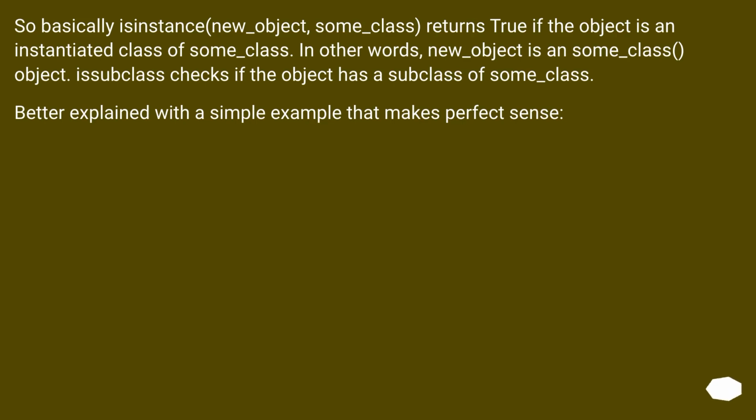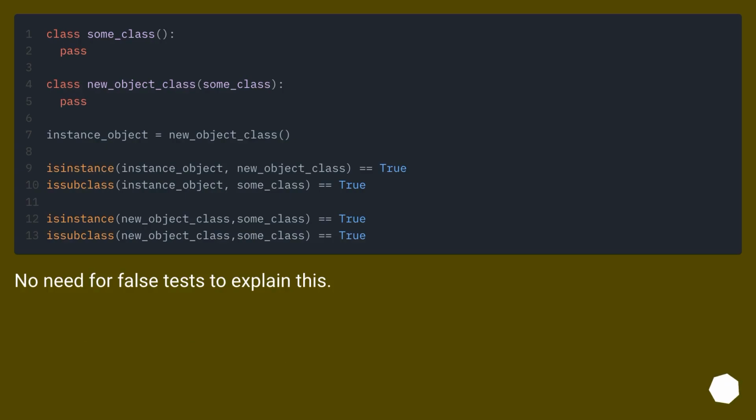So basically isinstance(new_object, some_class) returns True if the object is an instantiated class of some_class. In other words, new_object is in some_class object. issubclass checks if the object has a subclass of some_class. Better explained with a simple example that makes perfect sense. No need for a false test to explain this.